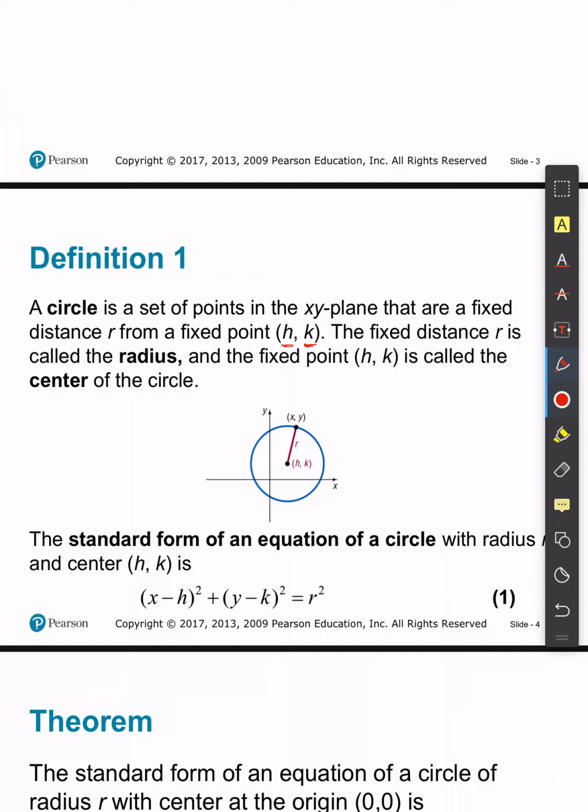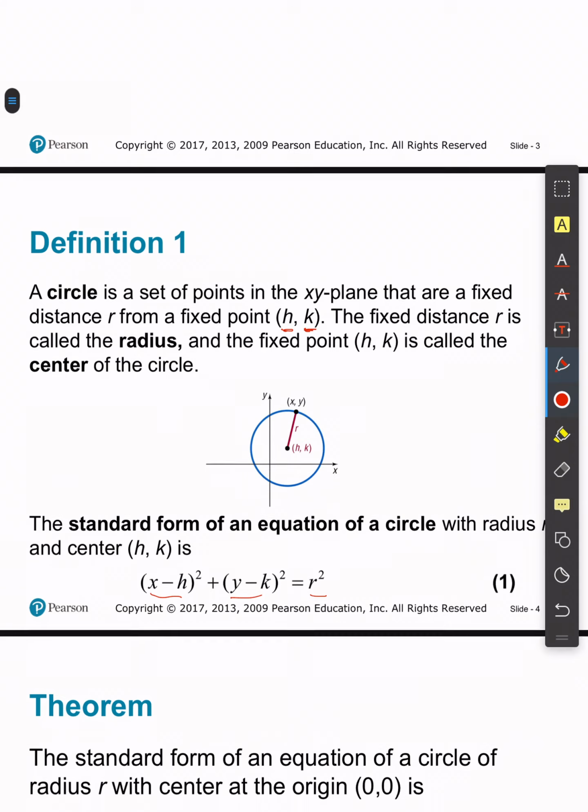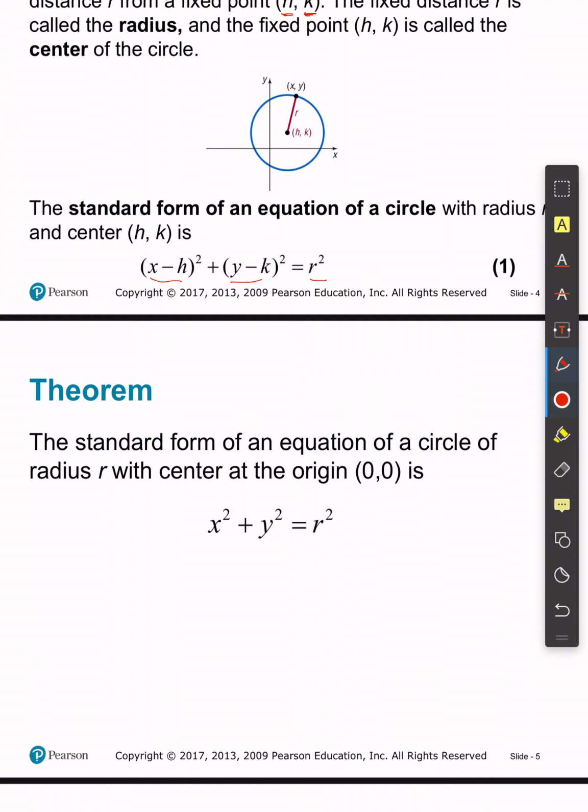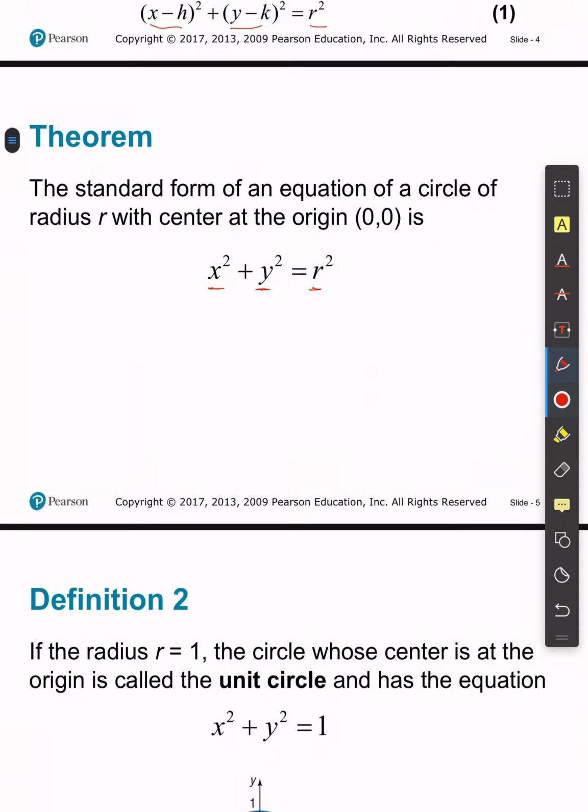So the standard form is written like this. This is when we have a center other than 0, 0, by the way, where we have x minus h squared plus y minus k squared is equal to the radius squared. One of the theorems here that we're going to look at is what happens if the circle is centered at 0. If we're at 0, 0, we don't worry about h and k because they just go to zeros, and we're just left with x squared plus y squared is equal to r squared.